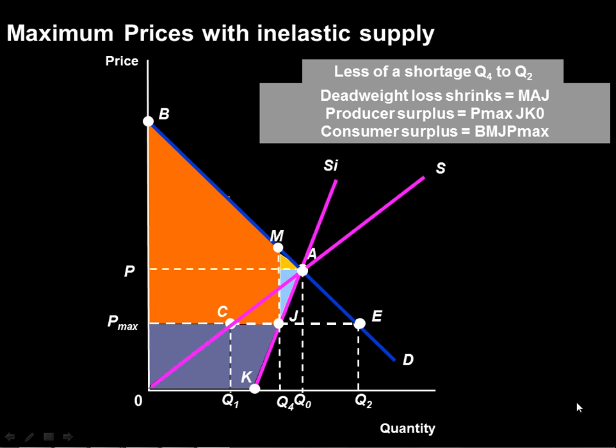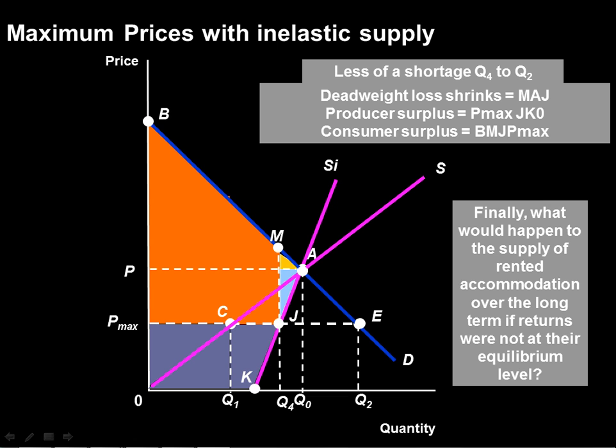So the deadweight loss is now MAJ. I suppose the final point then is to actually try and understand what would happen to the supply of rented accommodation over the long term if returns were not at the equilibrium level. And in order to do that, we're just going to look at the elastic supply curve. There are other possibilities, but we'll let you have a think about those for yourself.